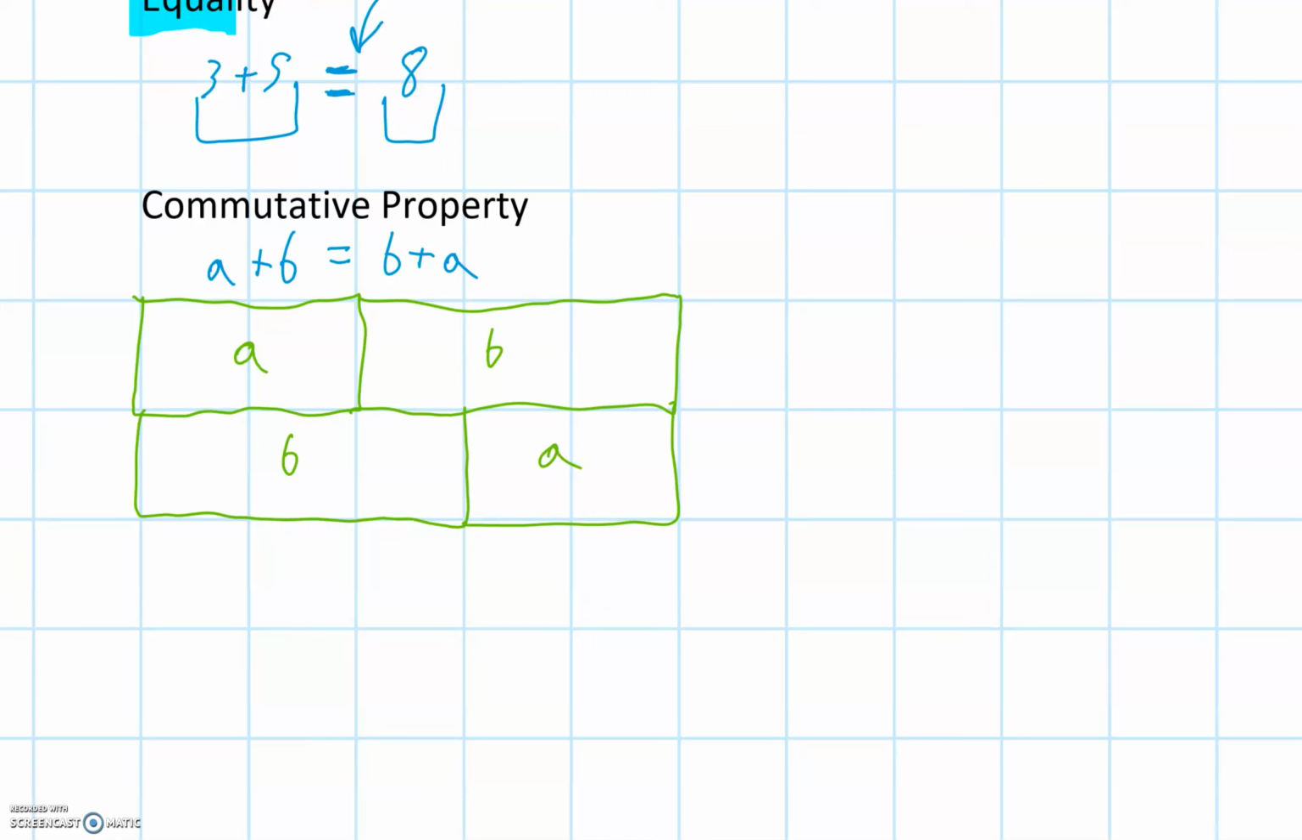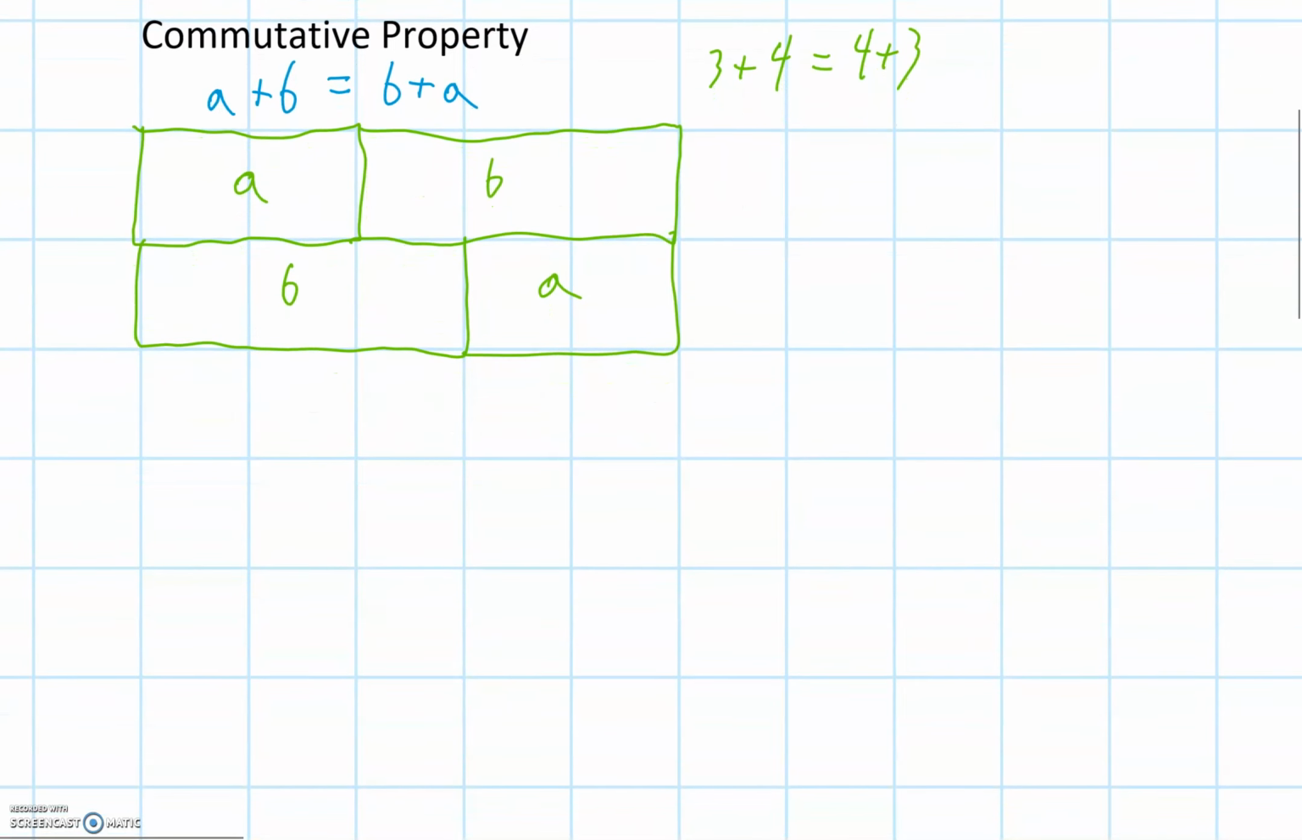And you can imagine that it doesn't matter what the number is. We can flip them around. It doesn't matter if we have 3 plus 4. We can write it as 4 plus 3, or we can substitute any number in here for A and any number for B, and this will be true. So this is the commutative property of addition. And this also works for multiplication.